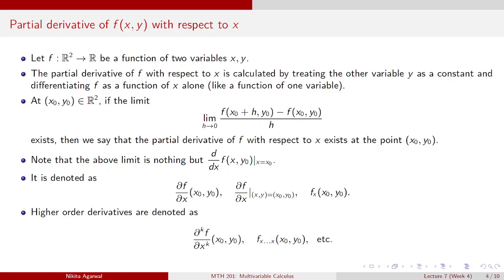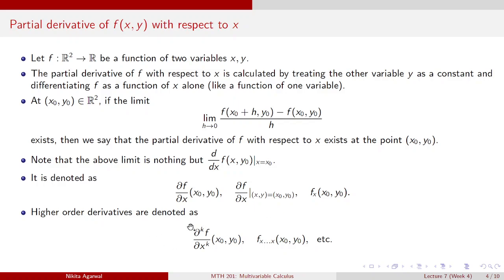Again, there are several notations to denote these partial derivatives, if they exist. It's denoted as del f del x at the point x naught, y naught. So instead of d, we use del to denote that it's partial, it's not a full derivative. Then you can also write it like this, or f sub x at x naught, y naught. This is the most convenient notation because you don't have to keep on writing del del and so on. So you write f sub x if you are differentiating with respect to x.